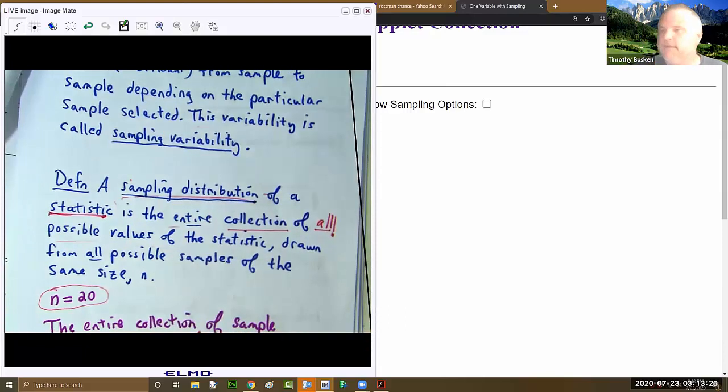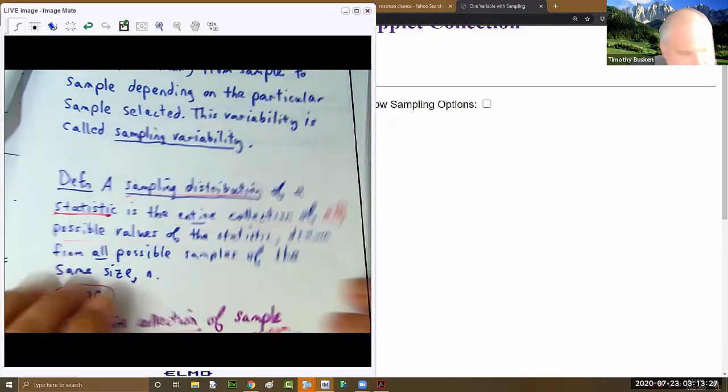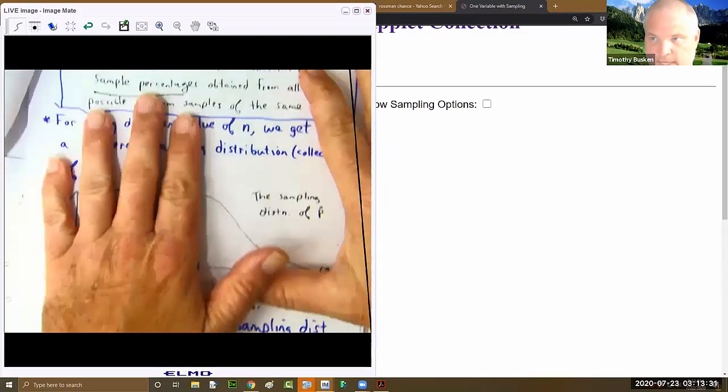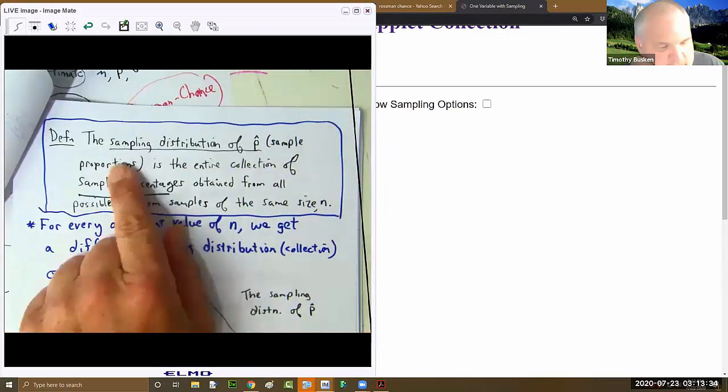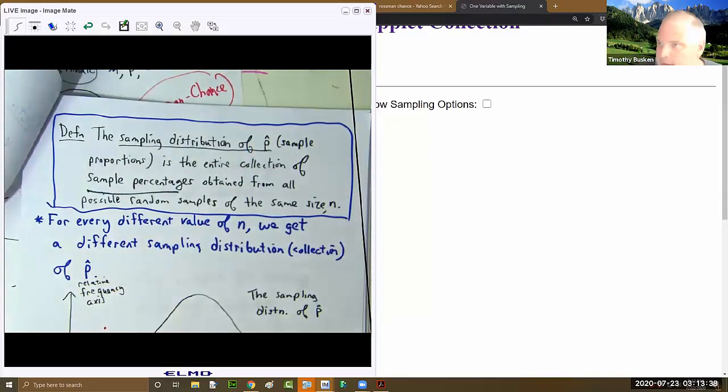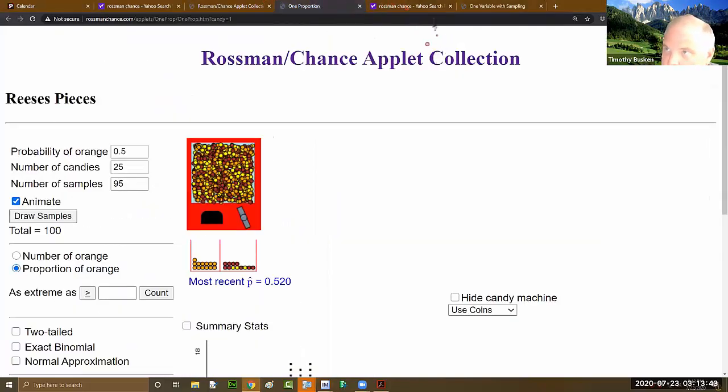Okay, fine. In this section, chapter 8, we are only trying to get you to wrap your head around what the sampling distribution of p-hat is. Going back to the example with Rossman Chance, we've got this candy machine. We know that the actual proportion of orange candies is 50%.